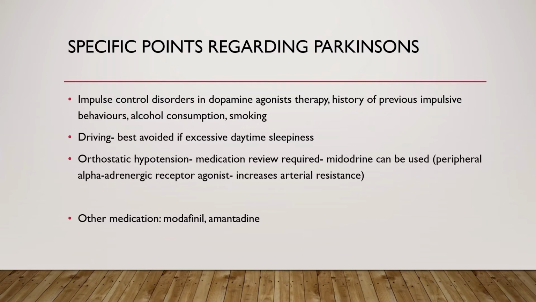They can also develop postural orthostatic hypotension, so it's important that you review their other medications, see if there's anything like any beta blockers contributing towards this. You can use midodrine, which is a peripheral alpha adrenergic agonist that can increase blood pressure a little bit by increasing the peripheral arterial resistance. Obviously, consult with a senior before starting any of these medications. Some other types of Parkinson's medications include amantadine and modafinil.